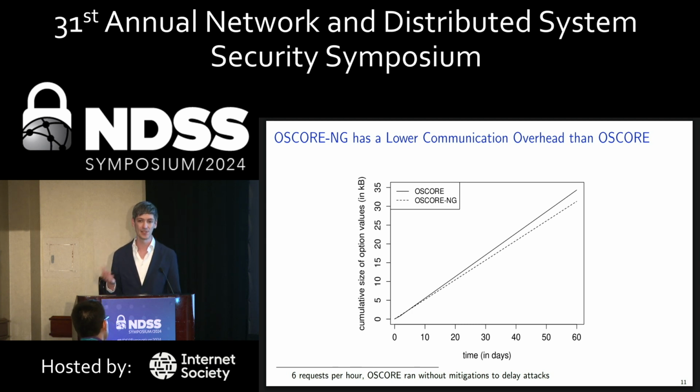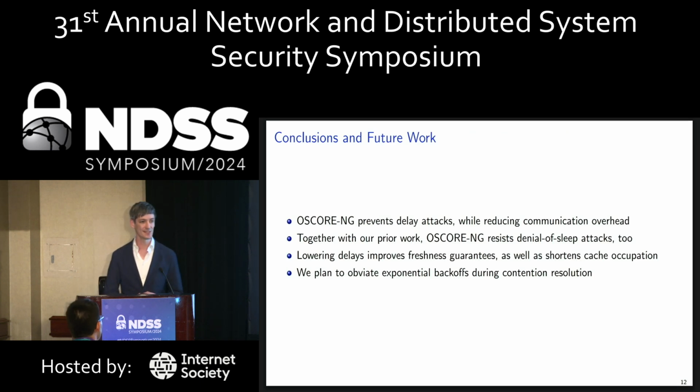And that's because we only send very small phase information, which is just 3 bits, along with every OSCAR-NG message. And this time synchronization also introduces only a small overhead, because it has to be done only once at the beginning and then at a very low interval of 6 hours. So we don't have to send any extra messages. We can just send our timestamps on top, sent along with the messages that are being sent anyway. So to conclude, we prevent these delay attacks while also reducing the communication overhead.